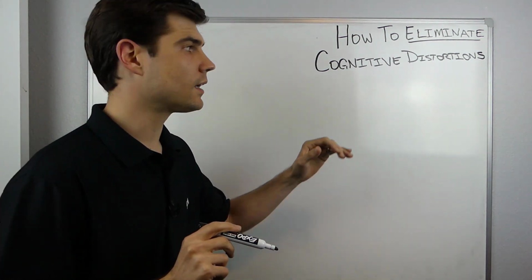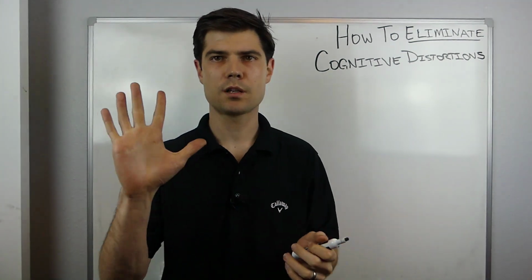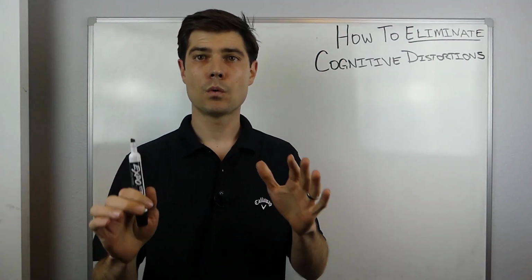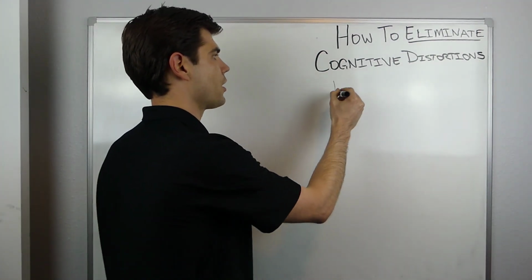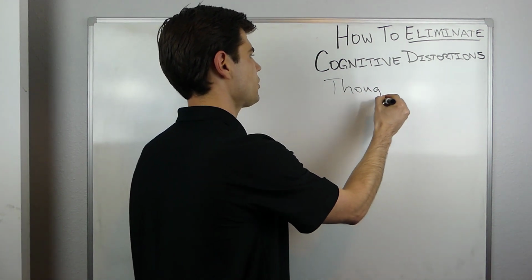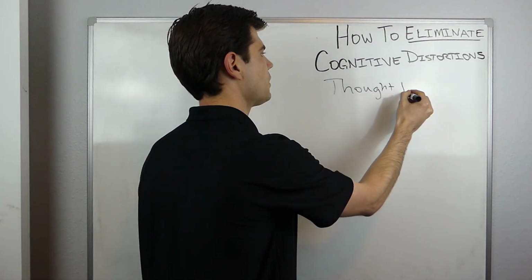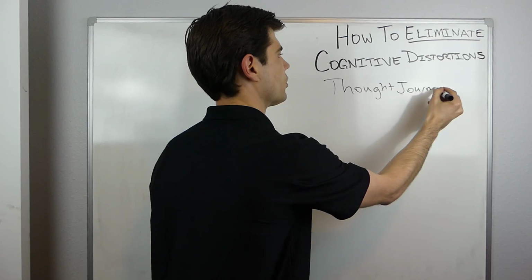Alright, so how do we eliminate cognitive distortions? What is my 5-step process? Well, the 5-step process is called thought journaling. Okay, and thought journaling is different than your traditional journaling.